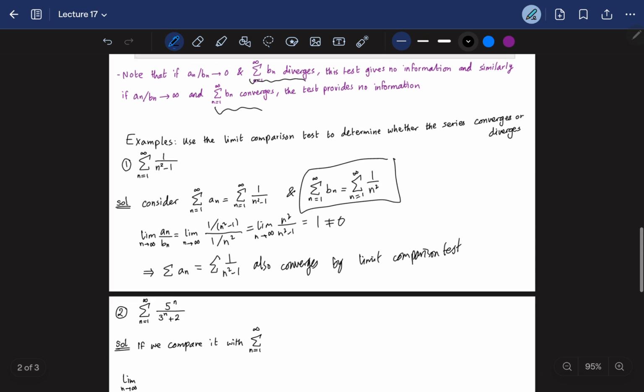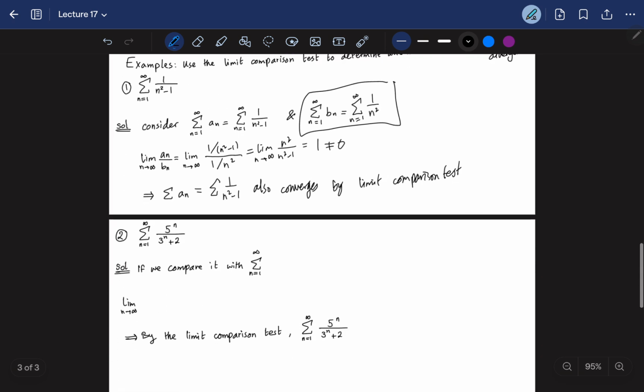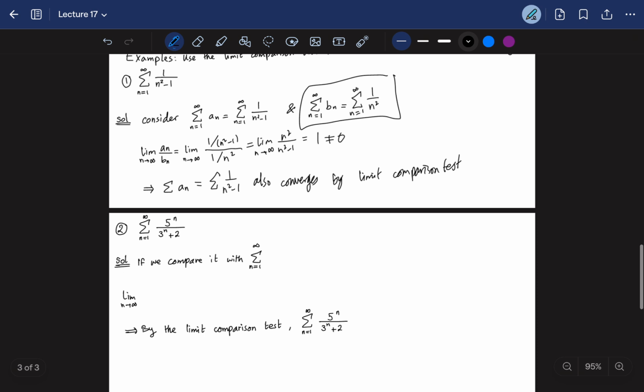Now let's look at this example. Let's compare this with something that I already know, something that would be helpful. So how about I take 5 over 3 to the n. Now this is a geometric series, and I know that for a geometric series with r equals 5 over 3, since this is bigger than 1, the series diverges. Okay, so let's see. Limit comparison test, I need to take the limit of an over bn.